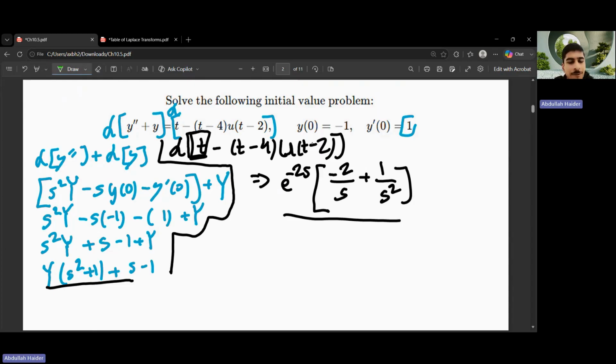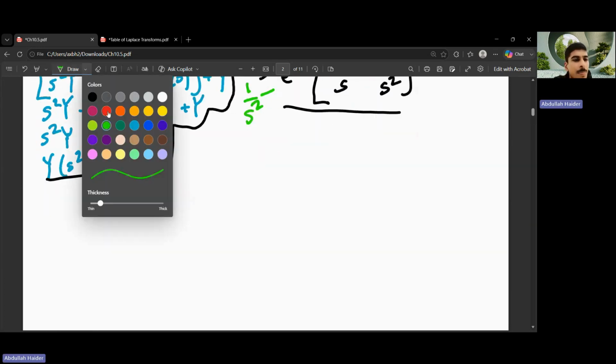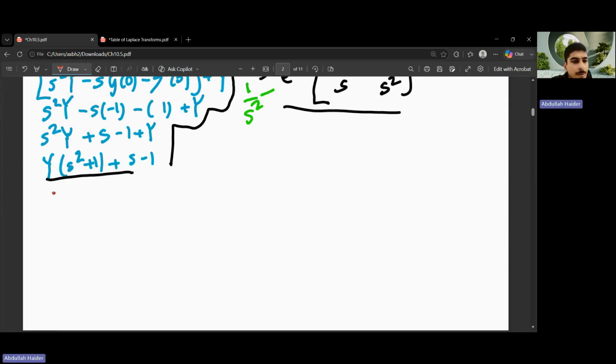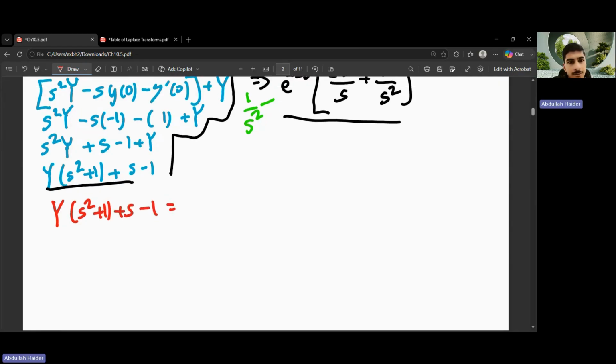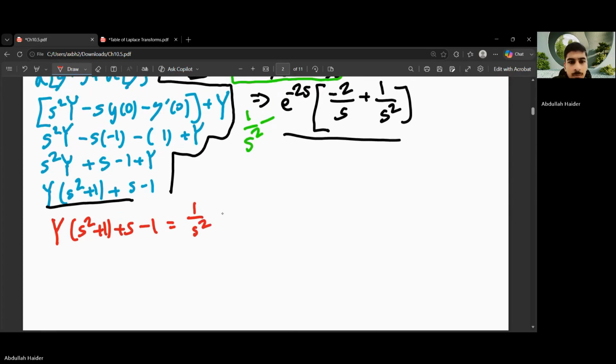Alright, so now you have found the Laplace of t minus 4 u t minus 2. Now you can find the Laplace of this t, and the Laplace of this t is going to be 1 over s squared. So the Laplace of the whole right hand side is going to be 1 over s squared minus e power minus 2s multiplied by this bracketed side. Now we can equate them. Now we can say Y times s squared plus 1 plus s minus 1 is equal to 1 over s squared minus e power minus 2s times 2 over s plus 1 over s squared. Okay?